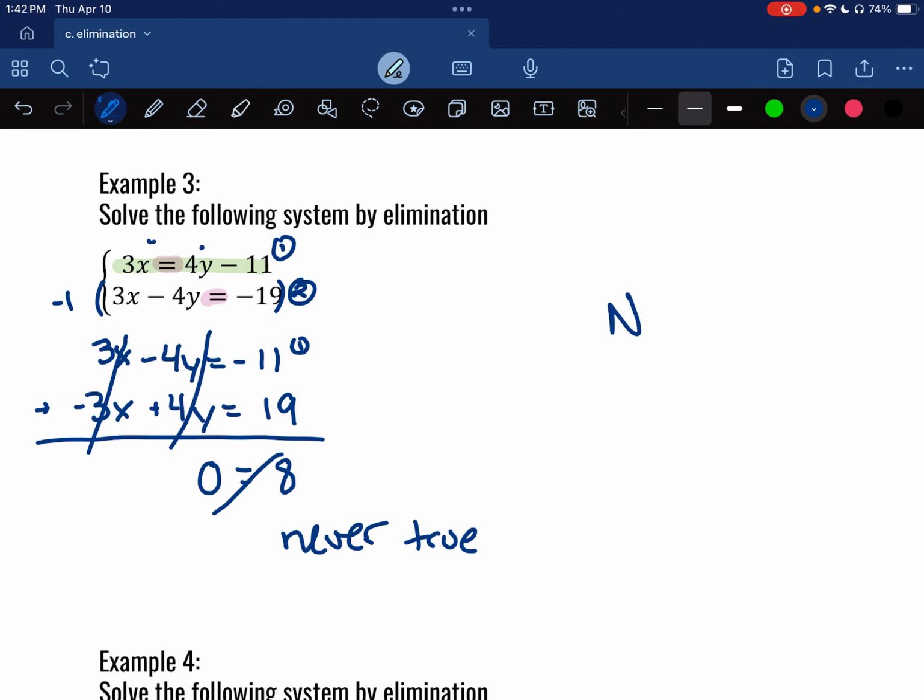Your teacher might also accept the empty set symbol here. And so what that means is graphically, if we think about this, we have two parallel lines, right? They're just running in tandem. They're never going to touch because their slopes are the same. Their y-intercepts are different.